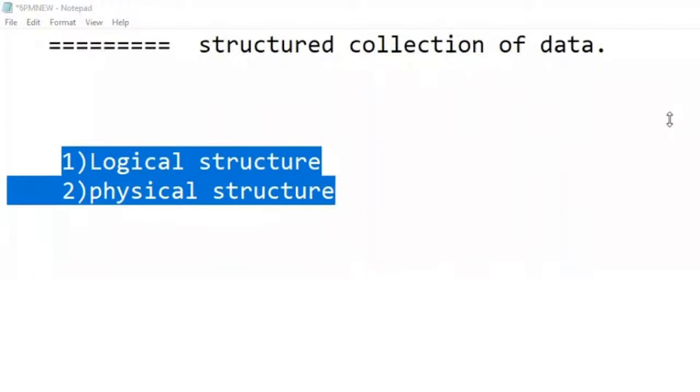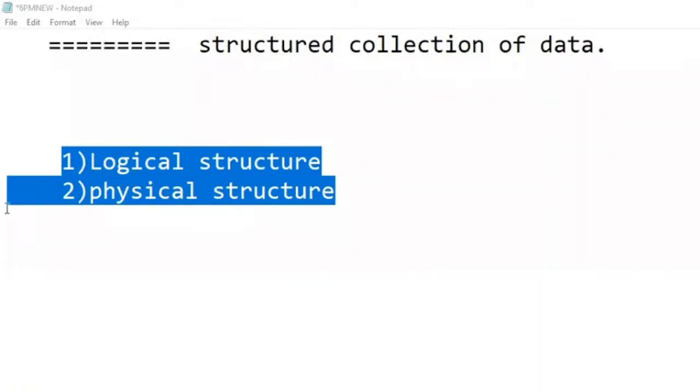What is the logical structure? What is the physical structure? Anybody? Some fellows are telling logical structure means logical structure, physical structure means physical structure only. Don't tell like that. What is logical and what is physical is very easy.